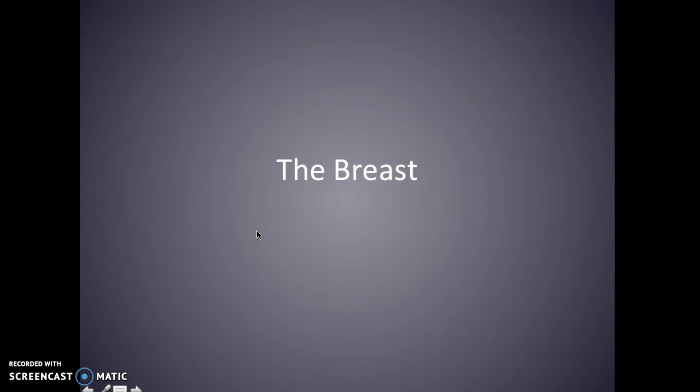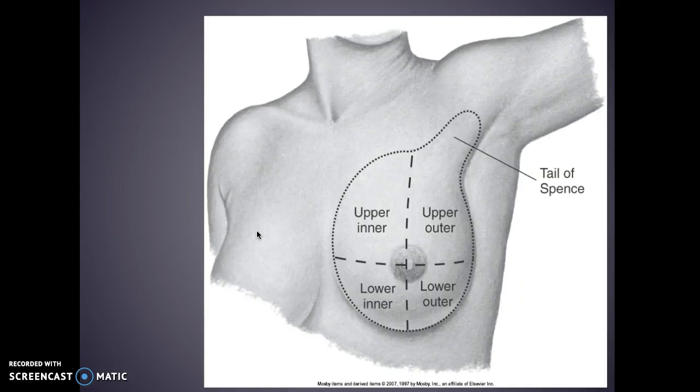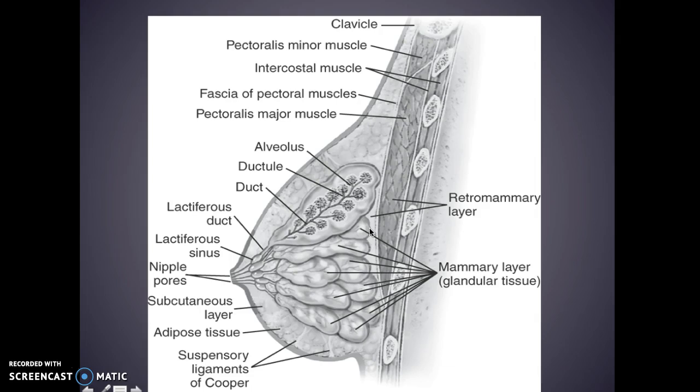So let's take a look at the breasts. For you women, this should be super easy. For you men, you better study. So here's a basic layout of the breast. This is called the tail of Spence up top. You have your upper outer quadrant, your lower outer quadrant, your lower inner quadrant, and your upper inner quadrant.